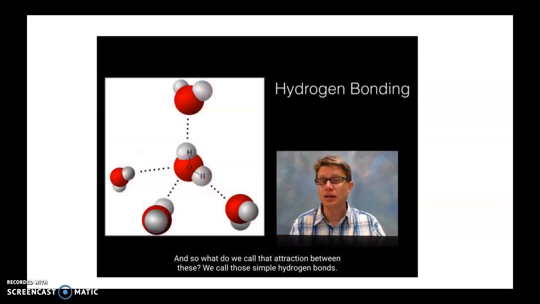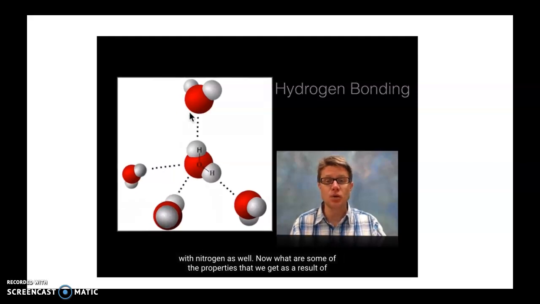We call those simple hydrogen bonds. And so the hydrogen bond would be represented with these dotted lines. It's an attraction between the positive hydrogen and the negative oxygen. Sometimes we'll see hydrogen bonding with nitrogen as well.